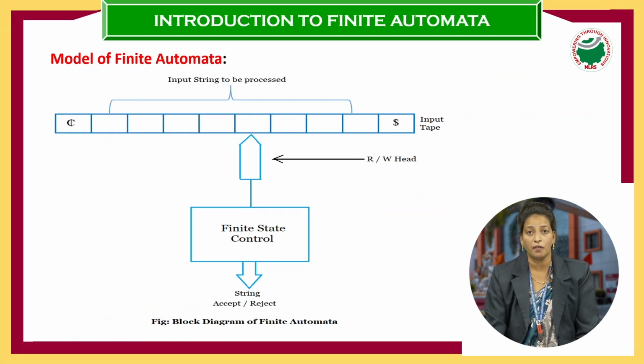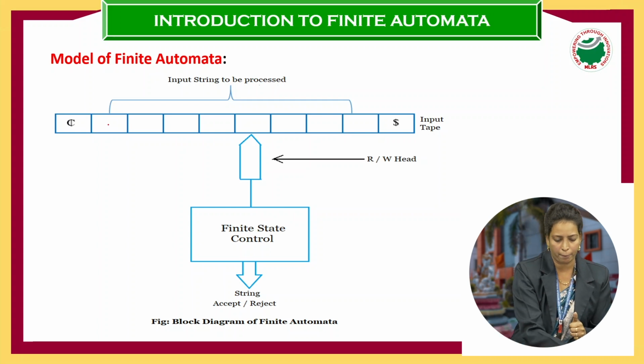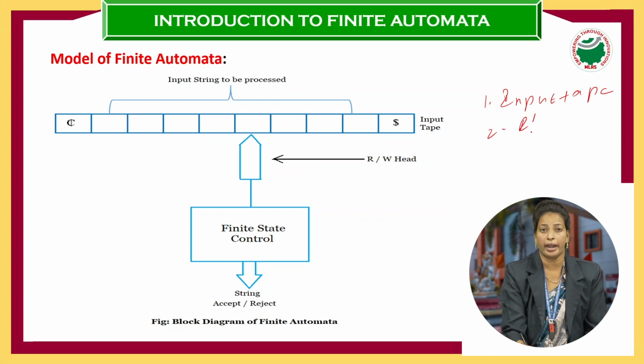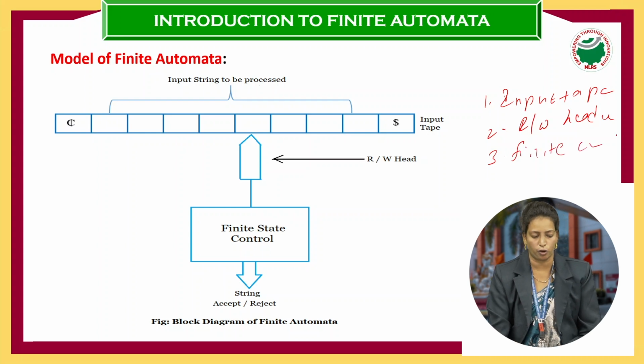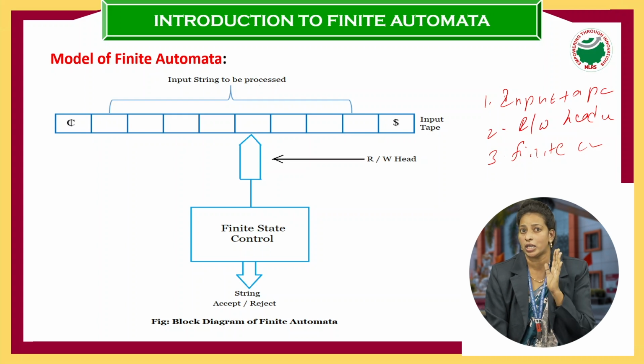Next, the model of finite automata. The model of finite automata consists of mainly 3 parts. First one is the input tape. Second one is the read-write header. Third one is the finite control. The model of finite automata is also called the structure of finite automata.